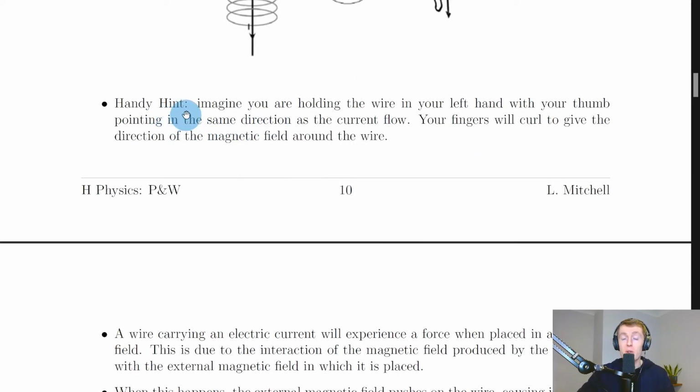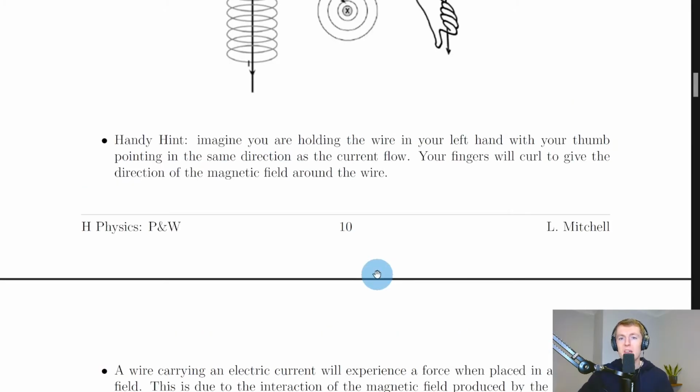Now a handy hint, which is what we've just been using, is to imagine that you're holding the wire in your left hand with your thumb pointing in the same direction as the current flow. Your fingers will then curl to give the direction of the magnetic field around the wire. Now I'll just show you a quick simulation to help you understand this.